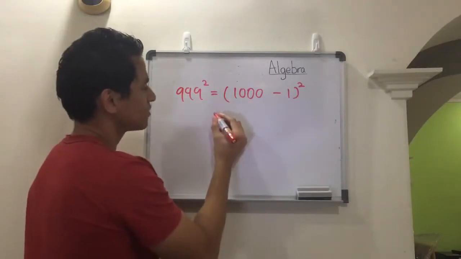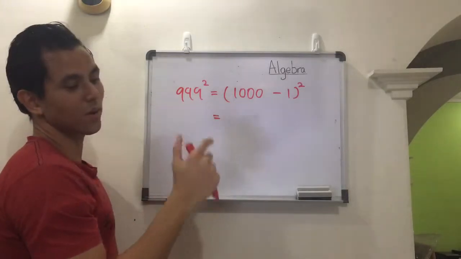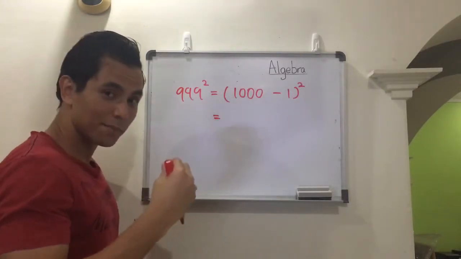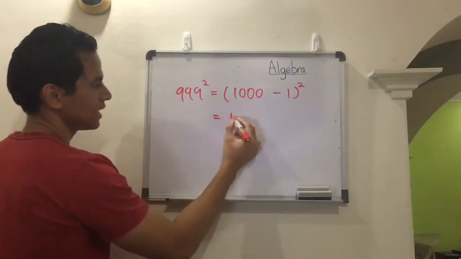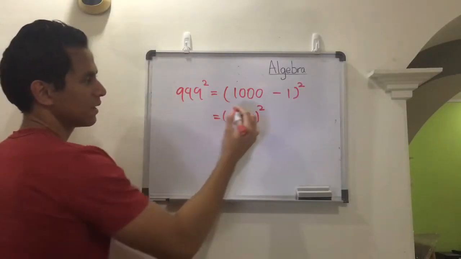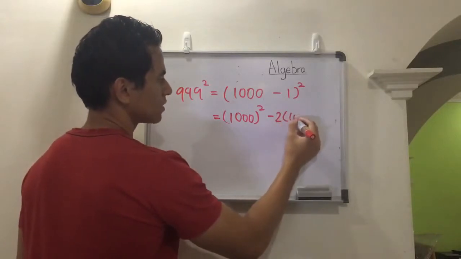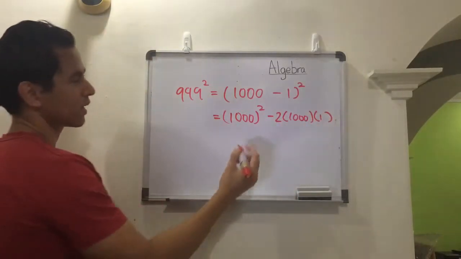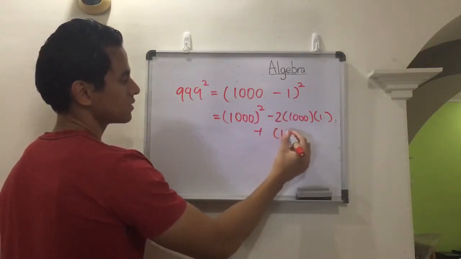So now I'm going to use the (a minus b) square identity. We know that gives us a square minus 2ab plus b square. So this is now a square. Again, this is just going to be our 1 million, minus 2ab, so minus 2 times 1000 times 1, and then plus b square. Our b is just 1, right? So plus 1 square.